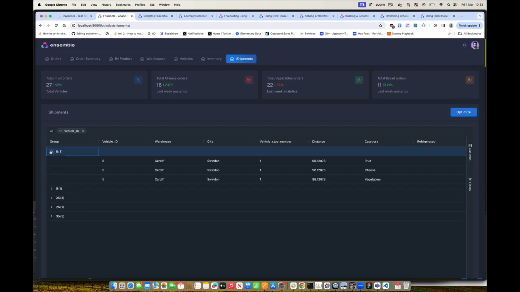Then when it comes back, the data is stored within ClickHouse, and you can see that the algorithm has suggested that vehicle ID 5 should drive to our Cardiff warehouse. It should then collect the order, drive to Swindon, and deliver the fruit, cheese and vegetables. So this is a data science optimization problem, but we're taking the data out of ClickHouse, doing the optimization, storing the results back into ClickHouse, and then putting it on this interactive application to help the employee be more effective at their job.